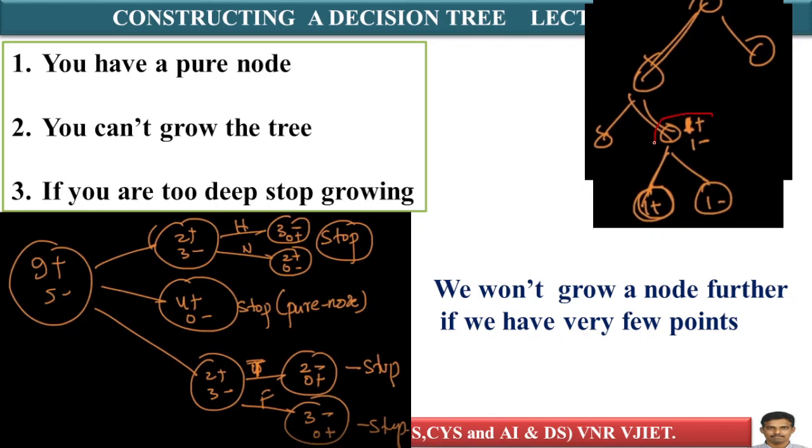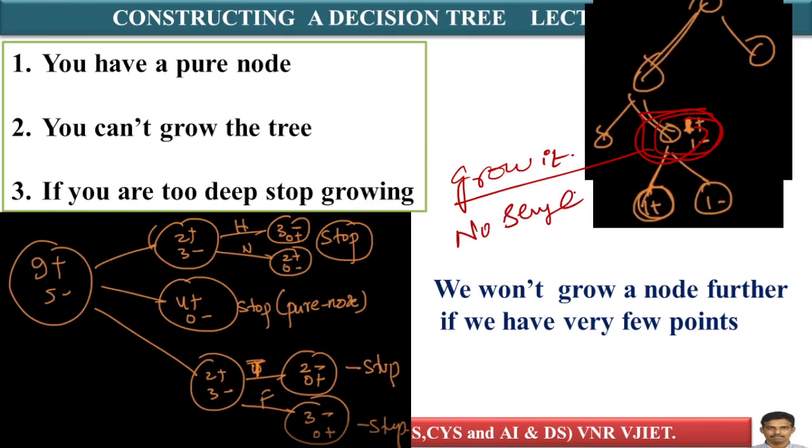Here I have only 2 points. We won't grow a node further if you have very few points. So at this stage, you have 2 points, and I don't want to grow it any further. It makes no sense.